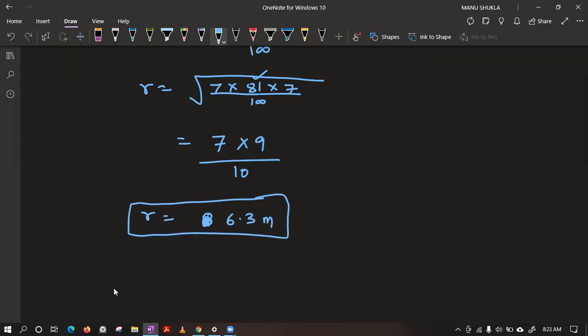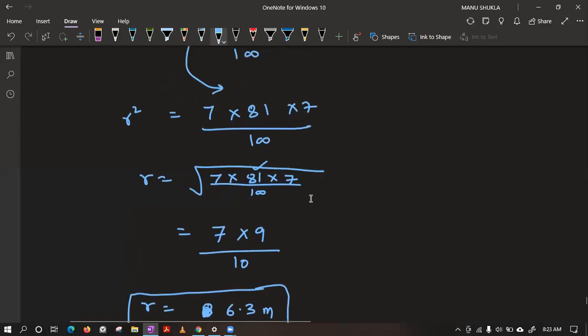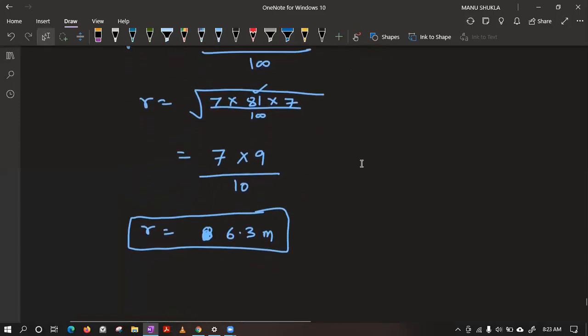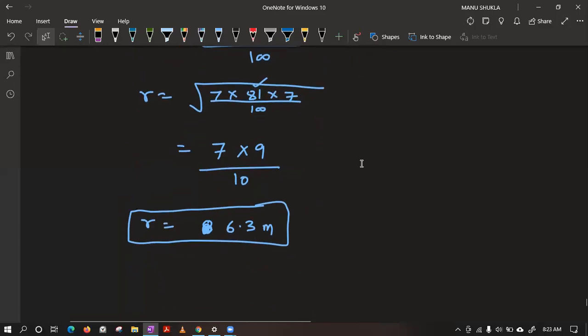Class, is this clear to everyone how we found the radius? We just simplified the question and we got the value of r as 6.3 meters. After getting the value of r, we just need to put it in the formula of volume and we get the answer of volume.